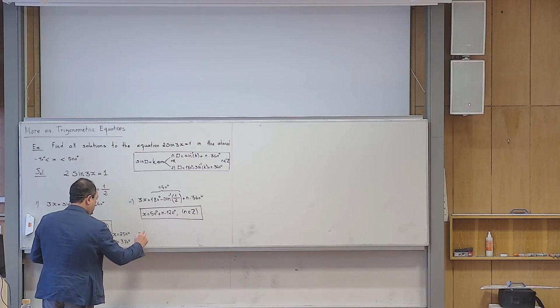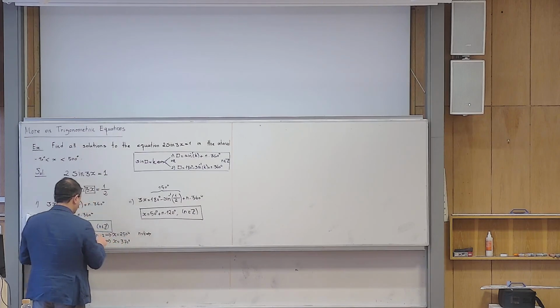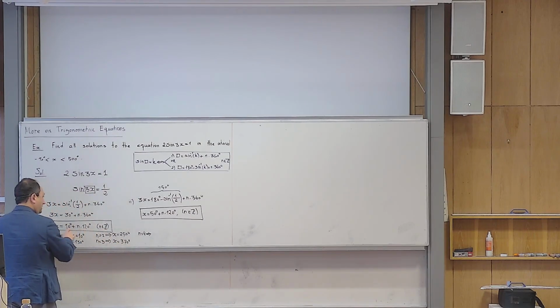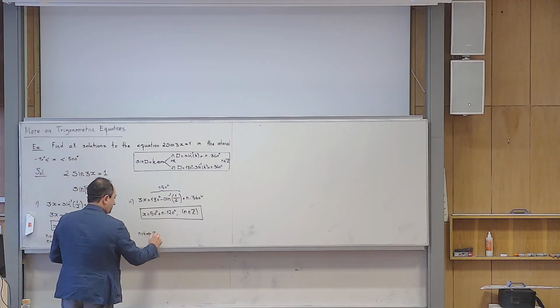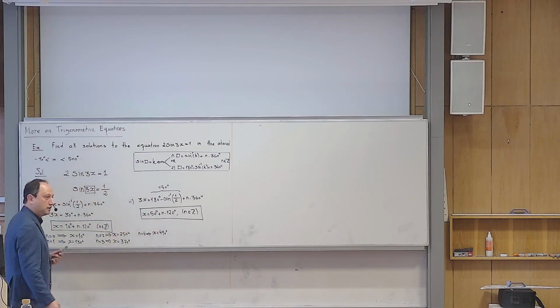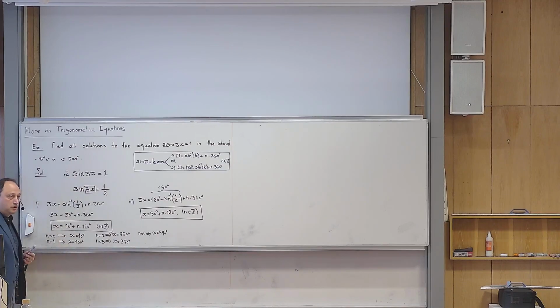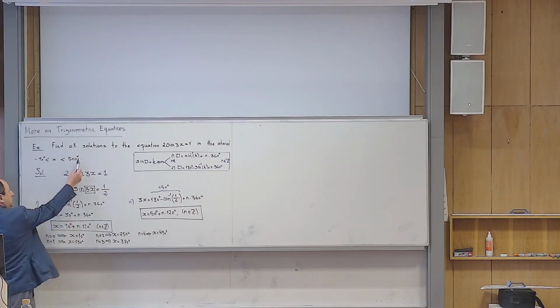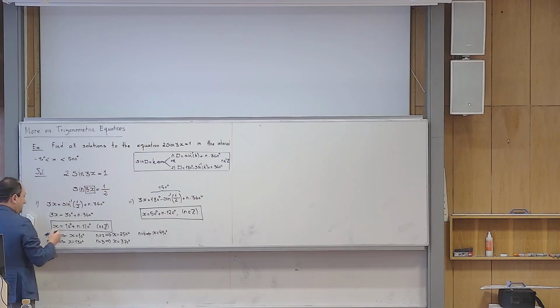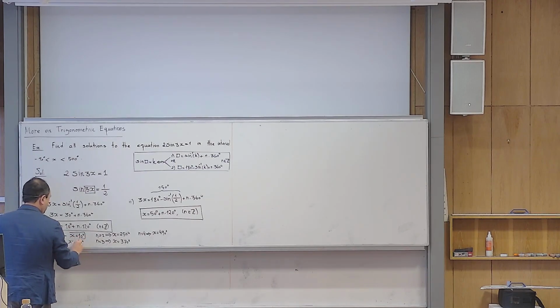So n equals 4 gives me what? 480 plus 10, 490. And hopefully you agree with me, if I increase it, it will go beyond 500, and this is not acceptable. So this is a formula. In general, it generates infinitely many solutions, but because of this last constraint, I have only these solutions coming out of it.